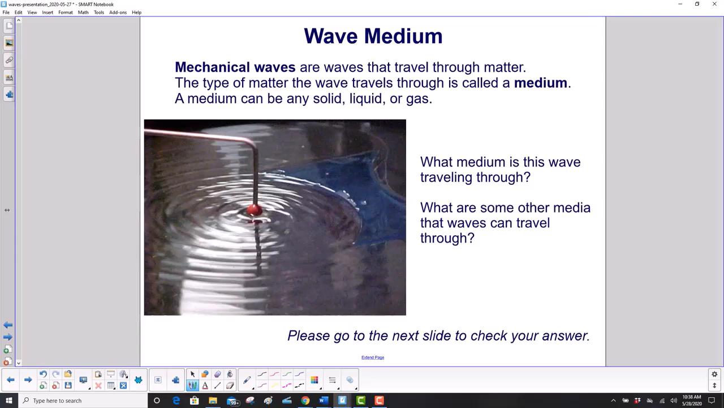The type of matter that the wave travels through is called a medium. A medium can be any solid, liquid, or gas. So, a couple questions. What medium is this wave traveling through? And what are some other media that waves can travel through? And we already said solid, liquid, or gas. Please go to the next slide to check your answer.